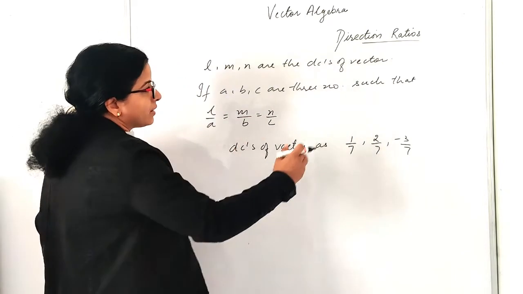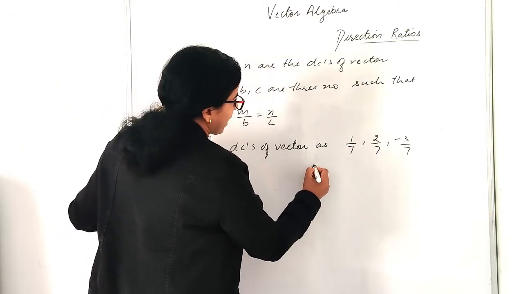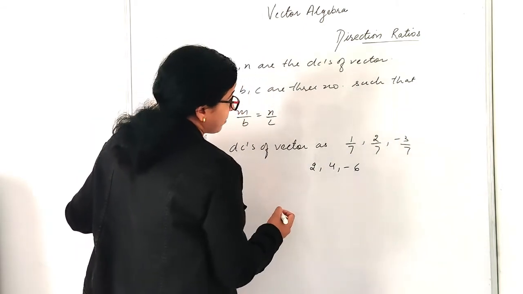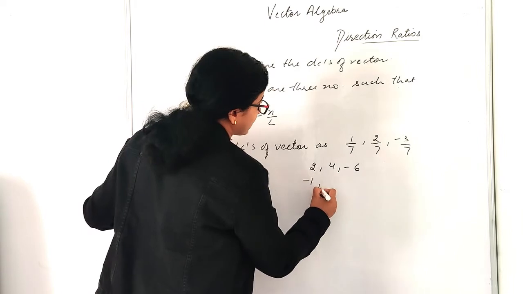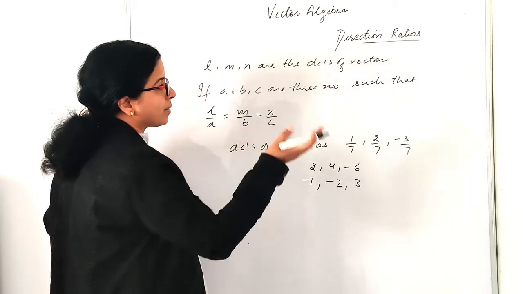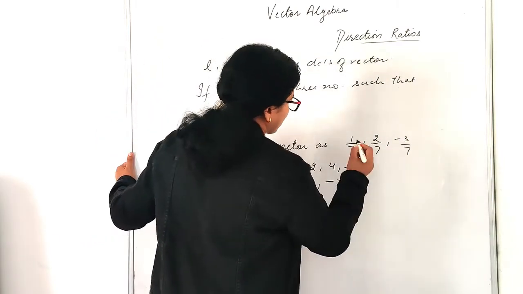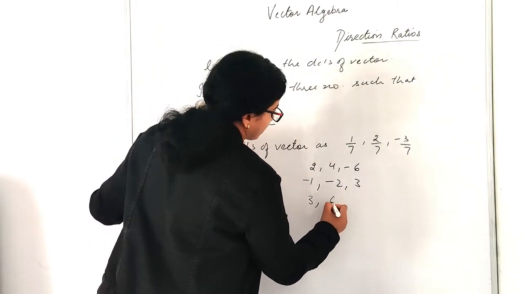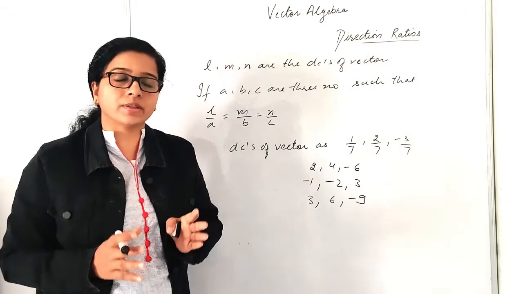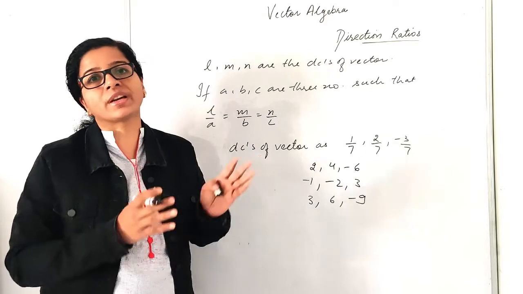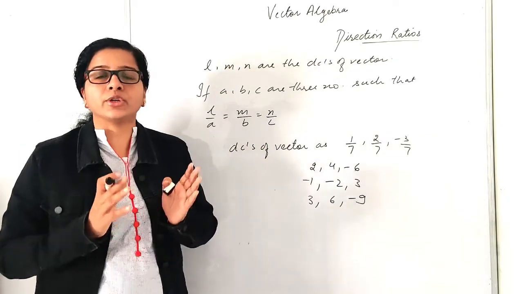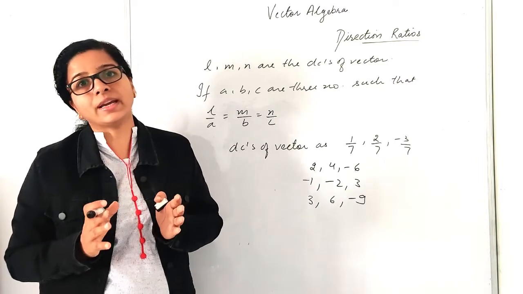If I multiply this by 14, right? So I will get 2, 4, minus 6. I can multiply by minus 7. So minus 1, minus 2 and 3. I can multiply by 21, right? So I will get 3, 6, minus 9. I can write infinitely many direction ratios for the given direction cosines. So always remember, direction cosines are unique, but direction ratios can be any number of sets.